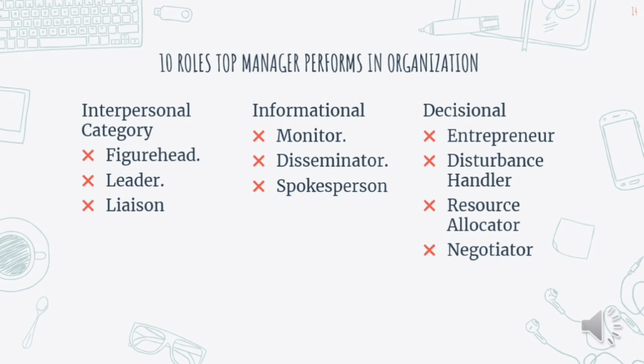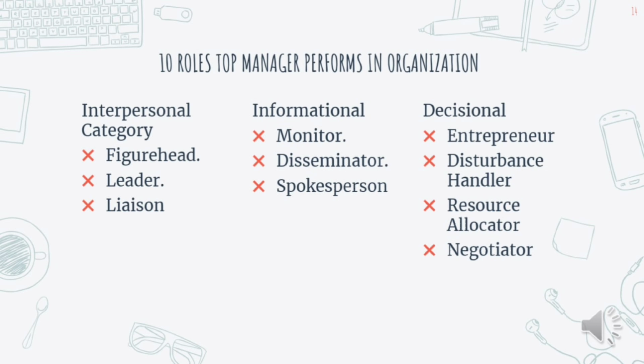And the last category is decisional. The managerial roles in this category involve using information. Number 1, entrepreneur. As a manager, he or she should create and control change within the organization. This means solving problems, generating new ideas, and implementing them.